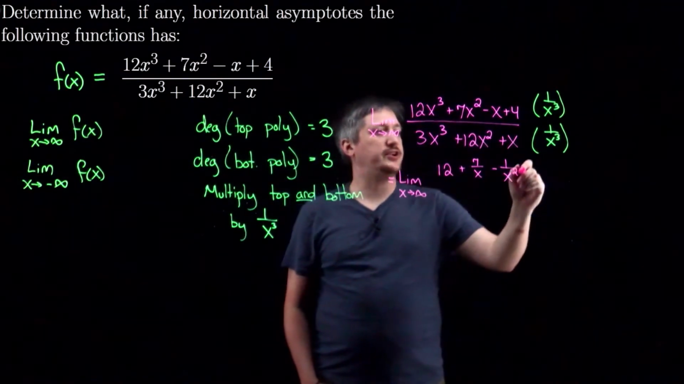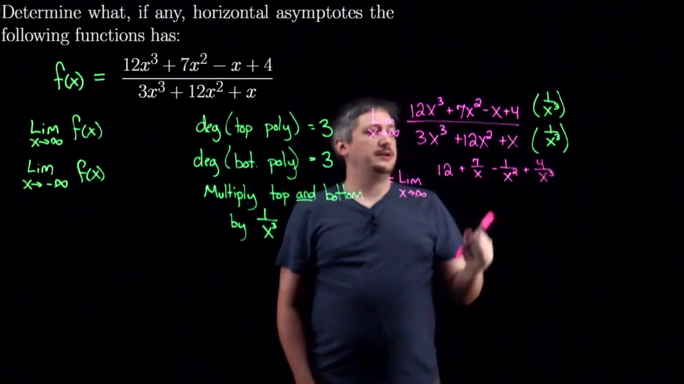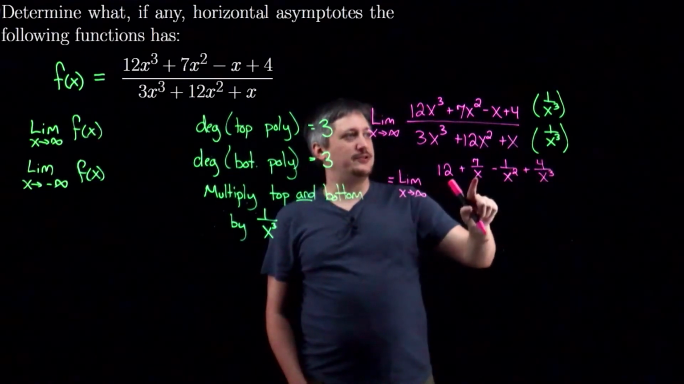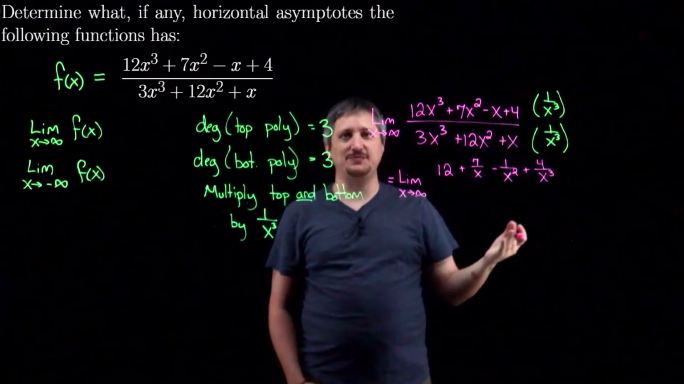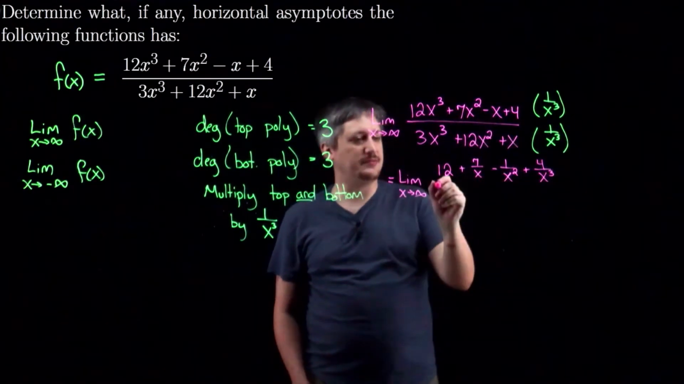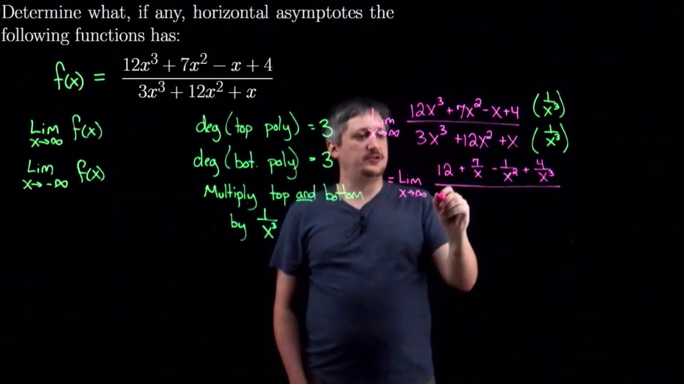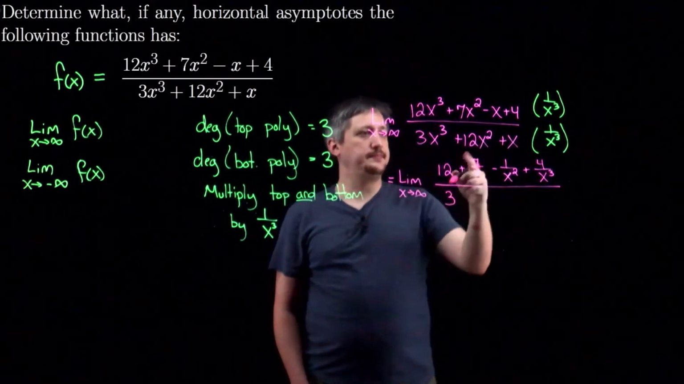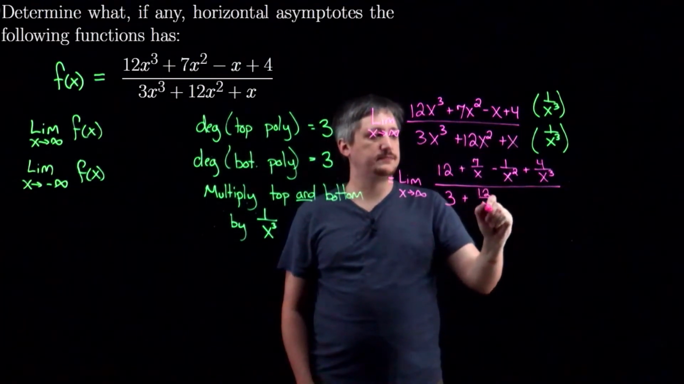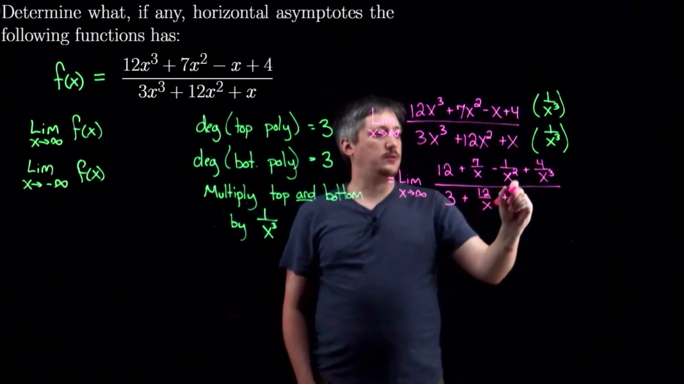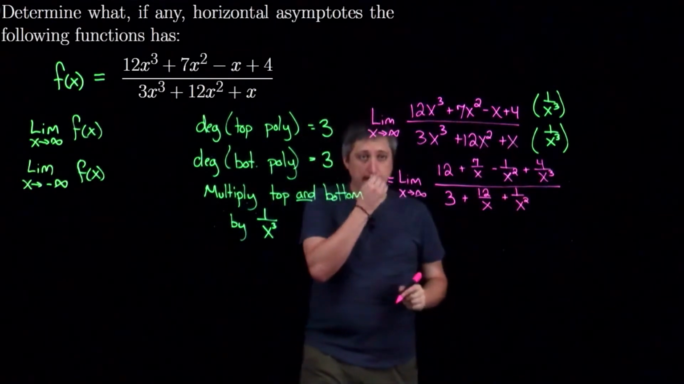Always a good idea to double check, right? So this is 4 over x cubed. And really, these should all be different powers, because I'm dividing different powers. So if I had a cube there and a cube there, that should be a good sign that something went wrong. Here, x cubed divided by x cubed is just that 3. This is going to be 12 over x and 1 over x squared. Okay.